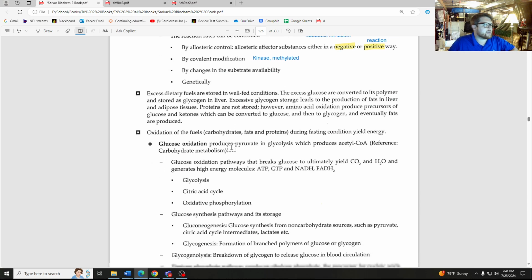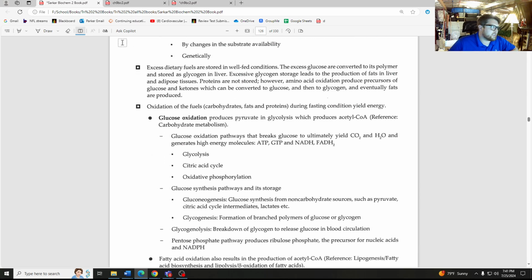So excess dietary fuels are stored in well-fed conditions. There's well-fed versus starved. So we tend to store in the well-fed conditions. Excess glucose is converted to glycogen. Excess glycogen storage leads to production of fats in the liver and adipose tissue. So if we have too much, we can get the fatty liver. The glucose starts to get converted to fatty chains and stored in adipose tissue.